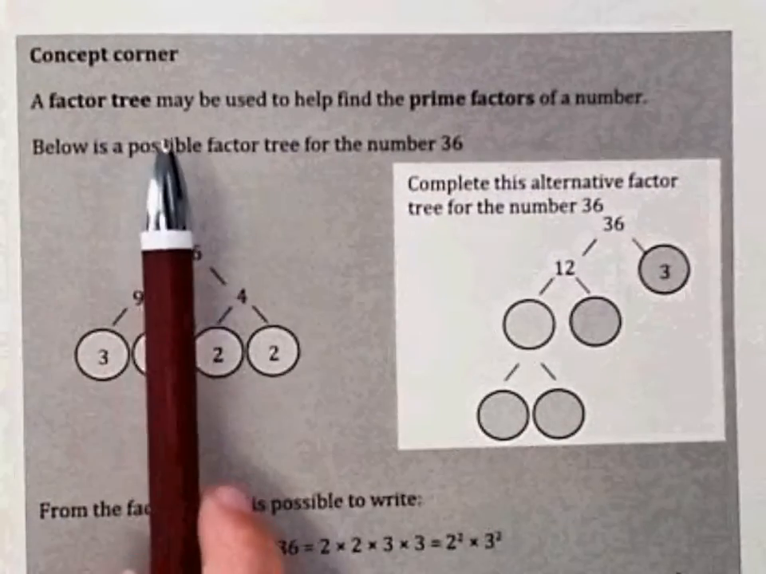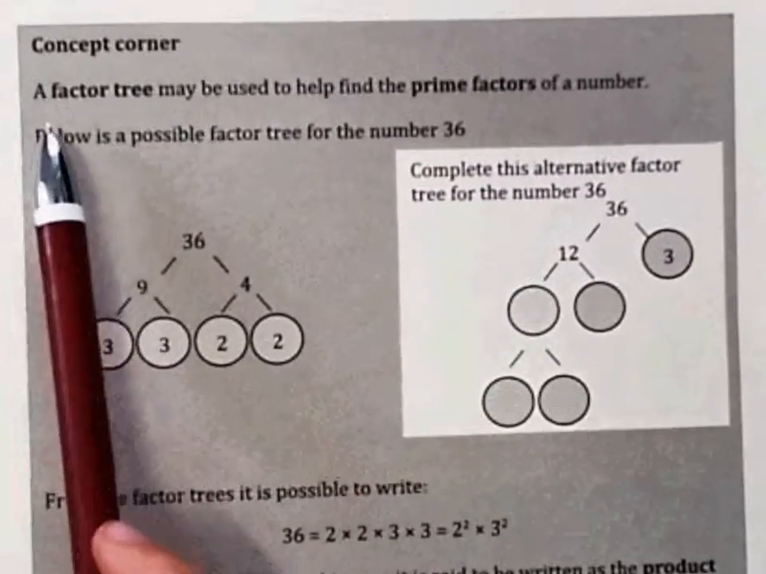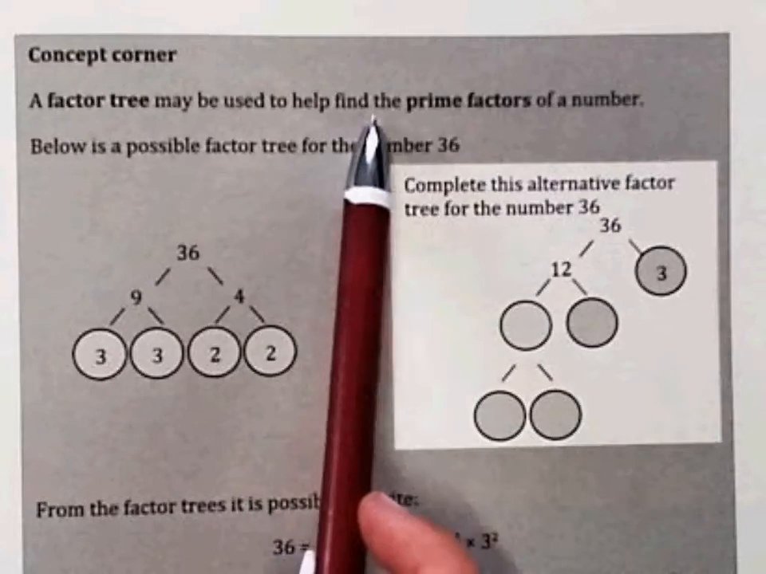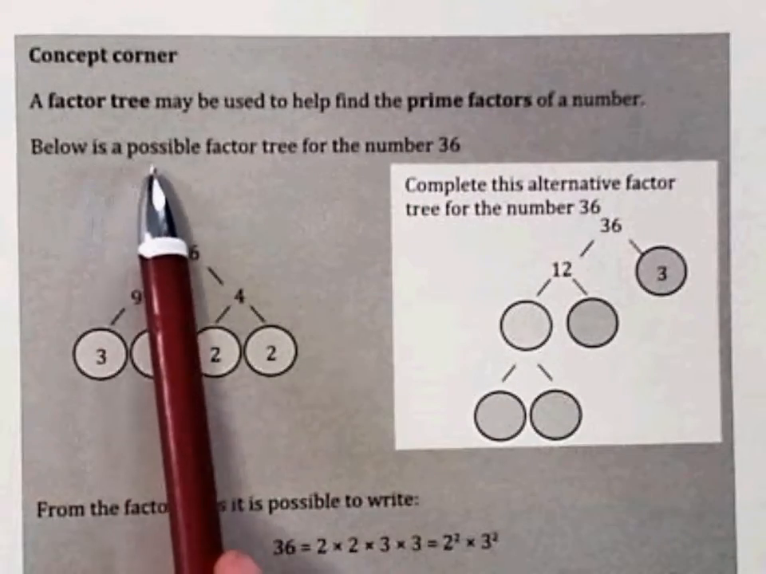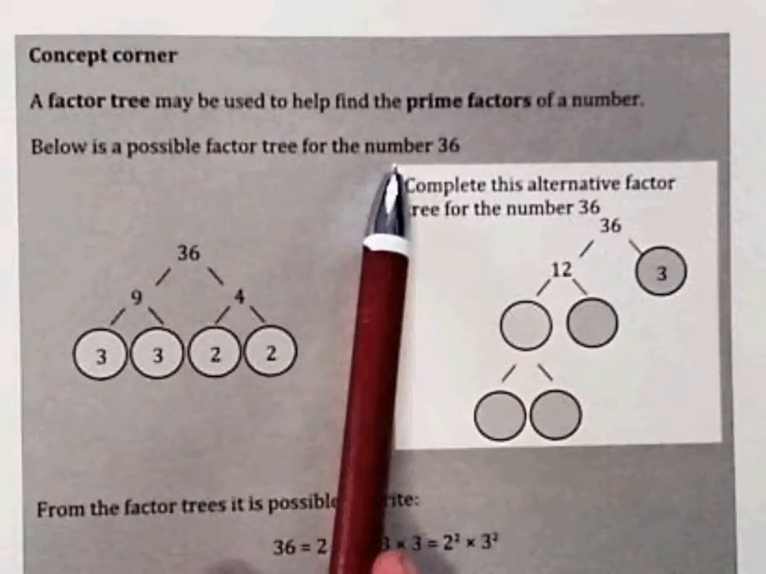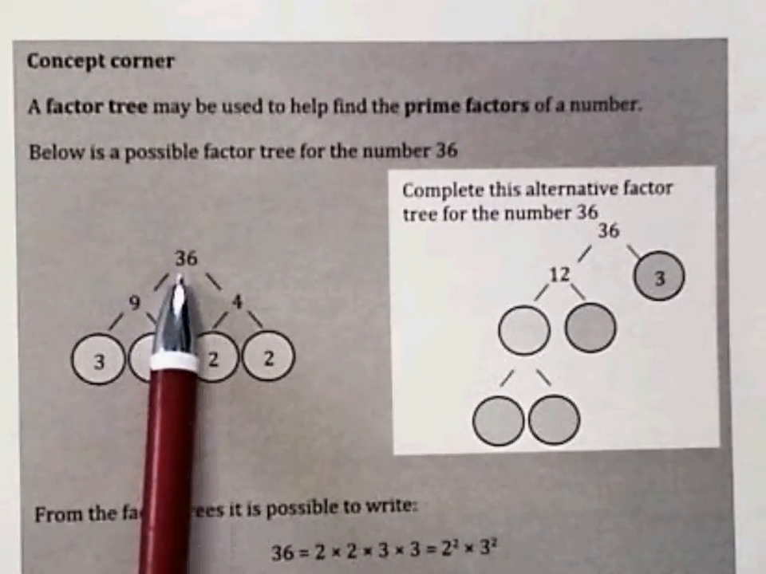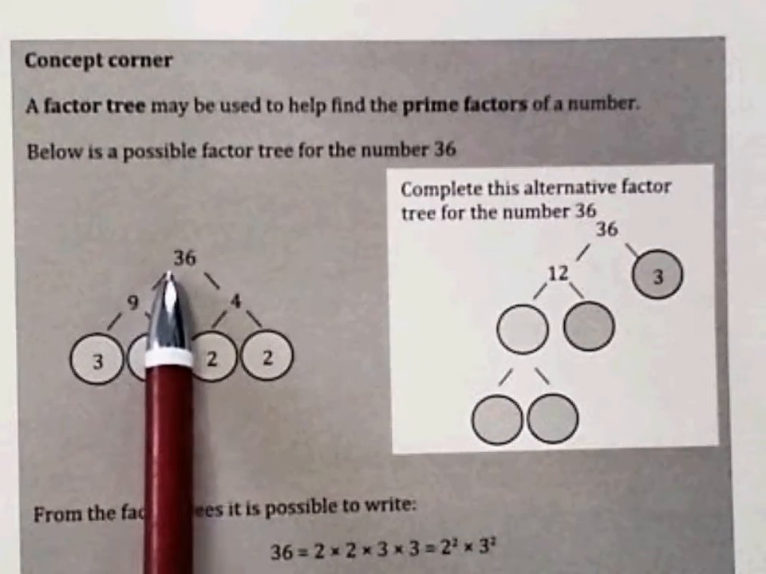So we are learning about the factor tree today. A factor tree may be used to help find the prime factors of a number. Below is a possible factor tree for the number 36. Here you see the number 36, and then we divide it into what its factors can be.